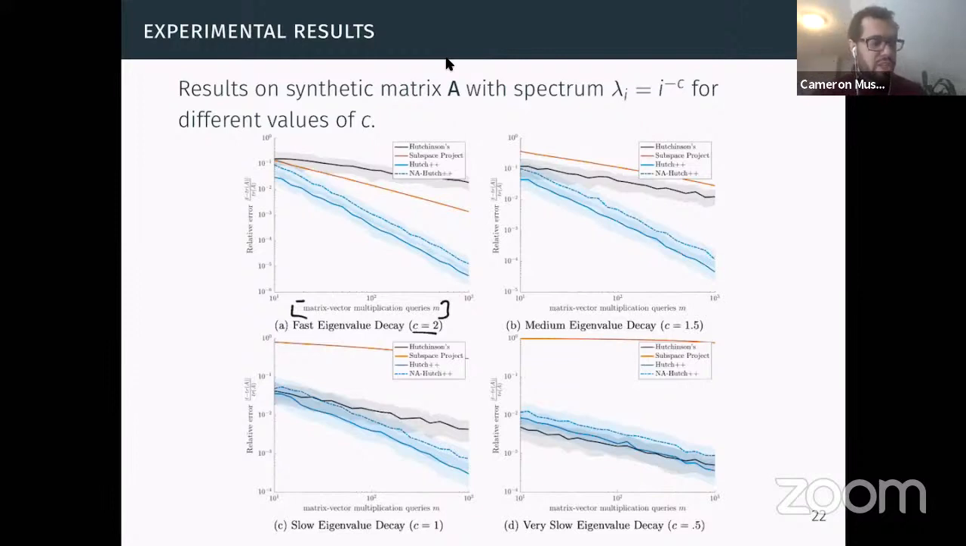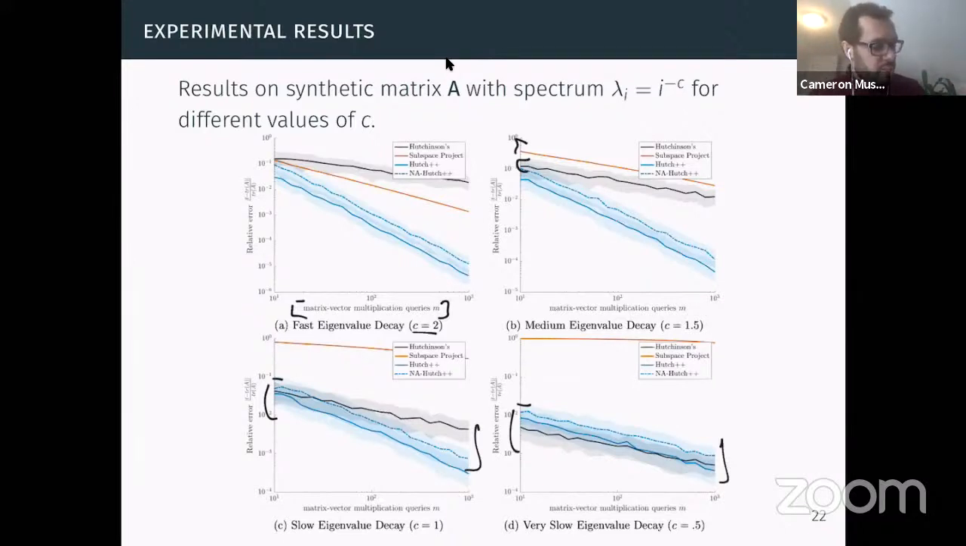Now, as my spectrum starts decaying slower, we can see that Hutchinson's starts doing a little bit better than subspace projection, but we still see really good performance of Hutch++. As we slow down the decay of the spectrum more, we eventually see that Hutchinson's and Hutch++ are converging. This is because Hutchinson's does really well when your spectrum is flat. But the takeaway from these images for us was that we're never doing much worse than Hutchinson's. Even though we're doing way better when our spectrum decays quickly, when the spectrum is flat, all three of these methods are comparable.